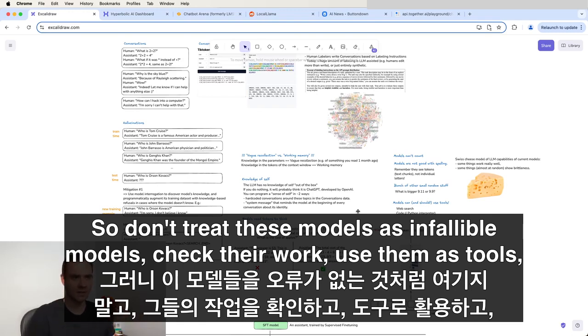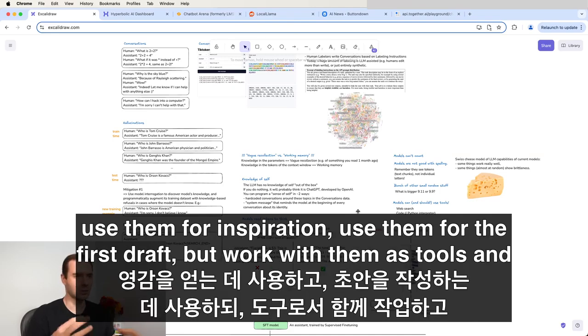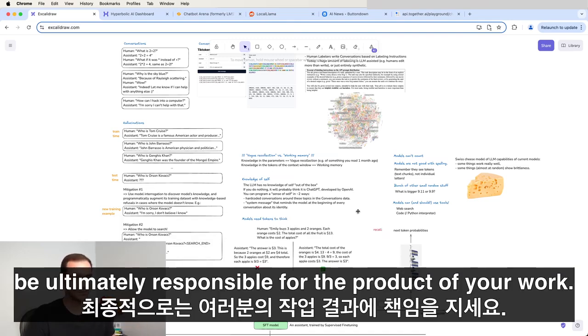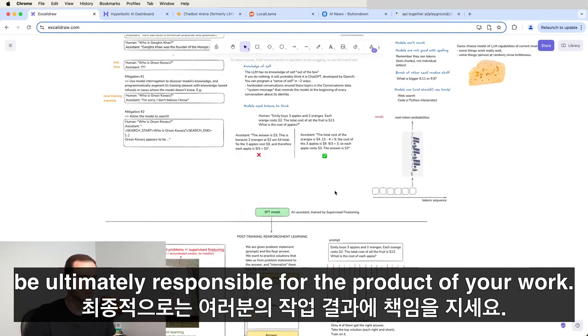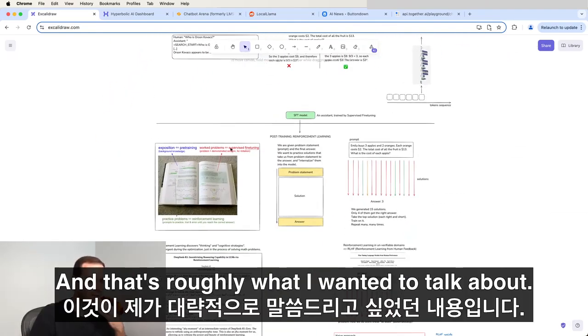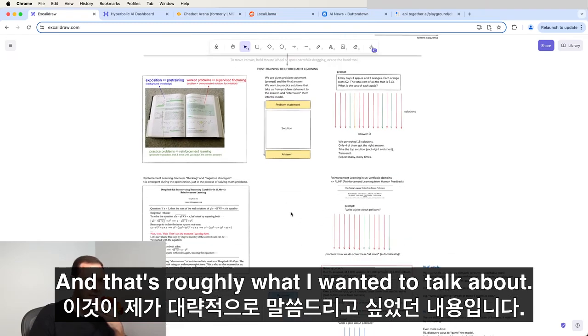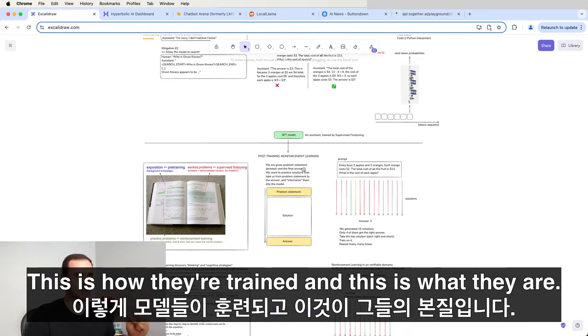Check their work, use them as tools, use them for inspiration, use them for the first draft, but work with them as tools and be ultimately responsible for the product of your work. And that's roughly what I wanted to talk about. This is how they're trained, and this is what they are.